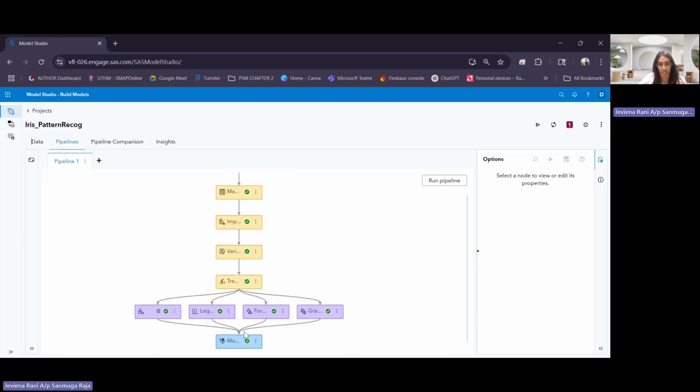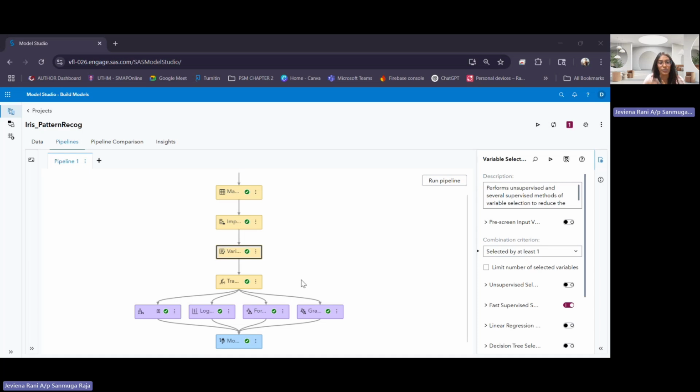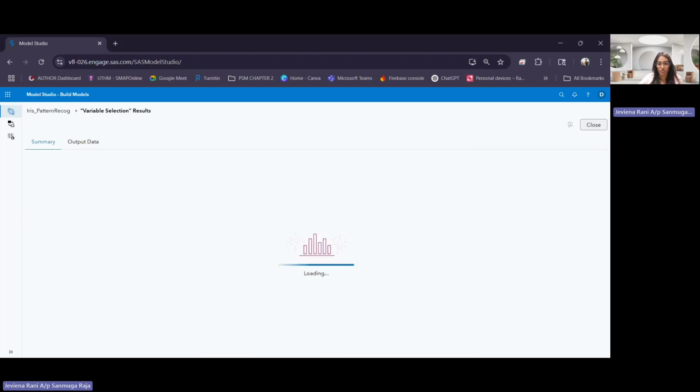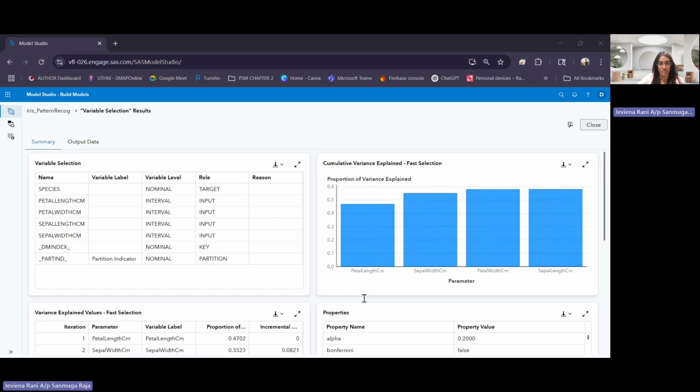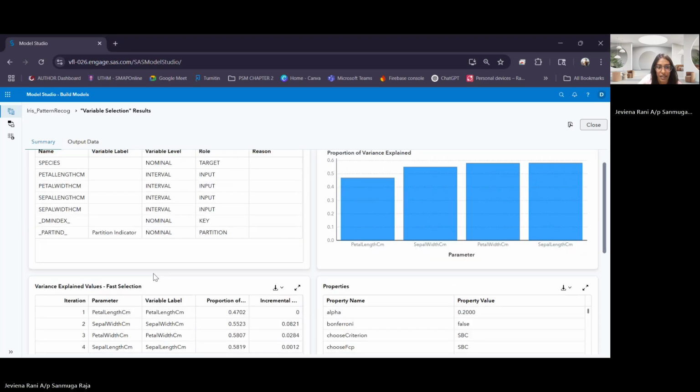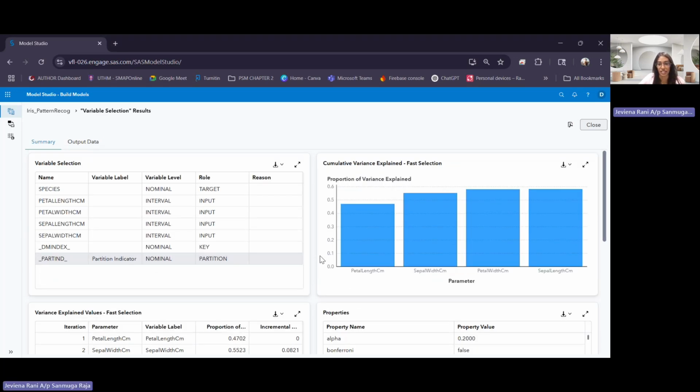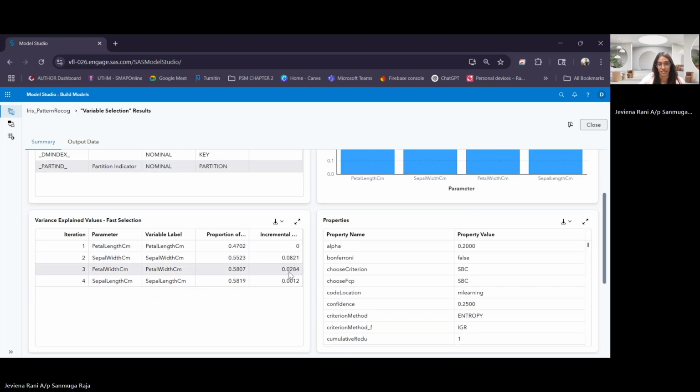So next we also have variable selection, where we use the variable selection node to identify which features are most important for prediction. In our case, it's petal width and petal length, which are consistently ranked as the top predictors across all models. And this is not only to improve the performance, but also to improve the model's efficiency and accuracy. And you see, yes, as the results show here.